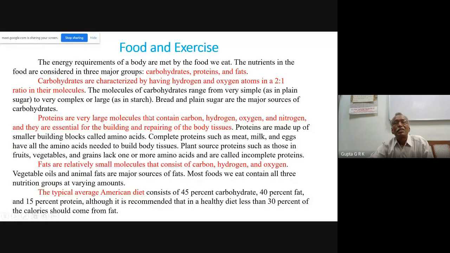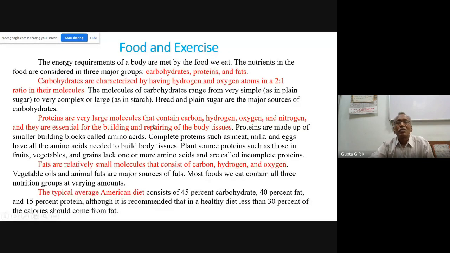And food and exercise. There are three major groups of food. We take carbohydrates, proteins, and fats. Carbohydrates are characterized by having hydrogen and oxygen atoms in a 2:1 ratio in their molecules. The molecules of carbohydrates range from very simple, like plain sugar, to complex, like starch, and bread and plain sugar are the major sources of carbohydrates.